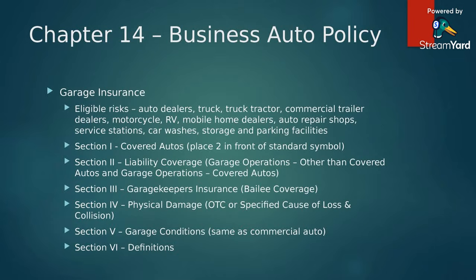Separate coverage for specific types of businesses here, which we'll go over in a second, for eligible risks, is going to be covered under garage insurance, which is a subset of a commercial auto policy or a business auto policy. So it's going to basically have the same sections. It's just going to be adding one additional section here, which is Section 3, garage keepers insurance, which is going to cover the bailee coverage, which is the main reason why this policy type exists.